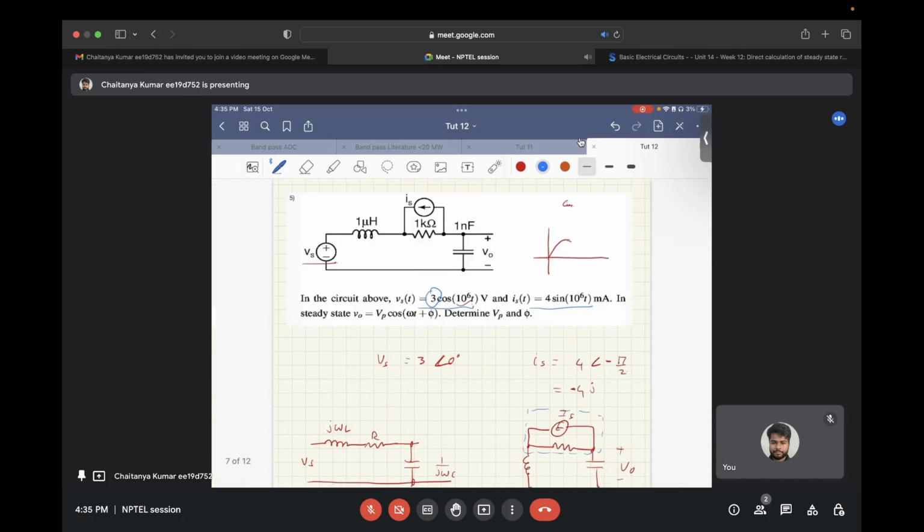So with two sources, you should do the superposition, and from there you can get the values.